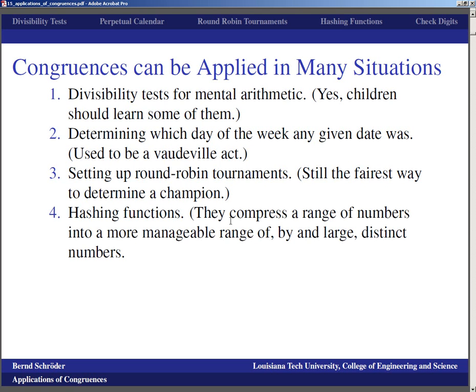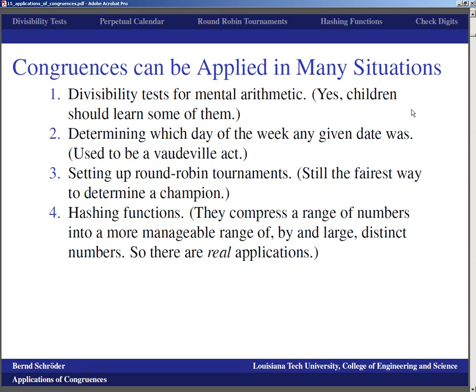Well, hashing functions are something from computer science. Those things compress a range of numbers into a more manageable range of, by and large, distinct numbers. And so that means there are real applications of congruence modulo m also.